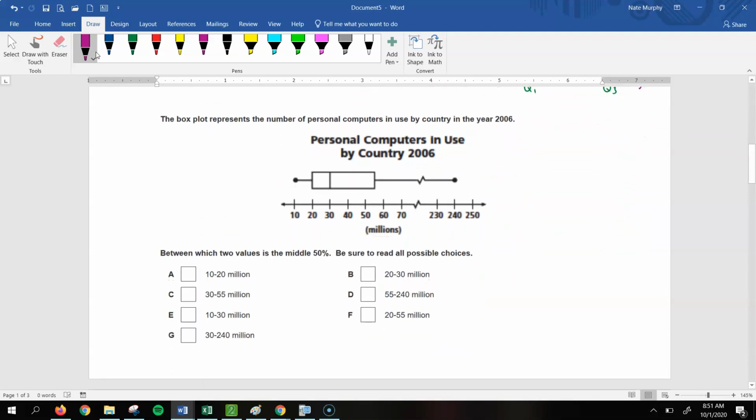All right, so in this one, it says a box plot represents the number of personal computers in use by country in the year 2006. When we're reading a box plot, if you don't remember this, we have different segments here. We have this segment, this one, this one, and this one. Each of those segments represents 25% of the data.